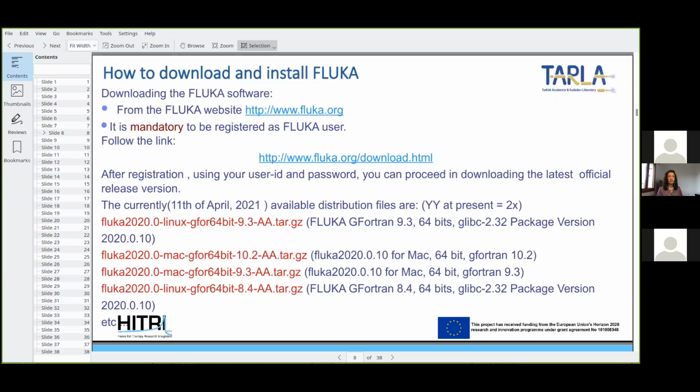You can get FLUKA from their website. You would have to register. FLUKA is free for academic users, but you do need to make a registration. This is the latest options in terms of architectures. Typically, FLUKA relies on Linux and various versions of Fortran compiler.